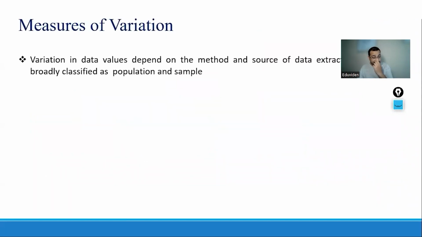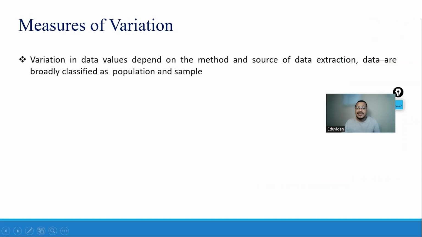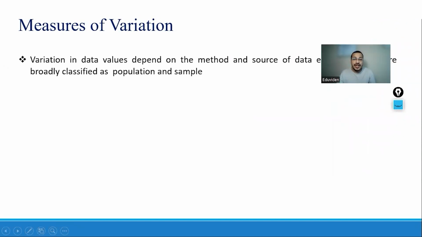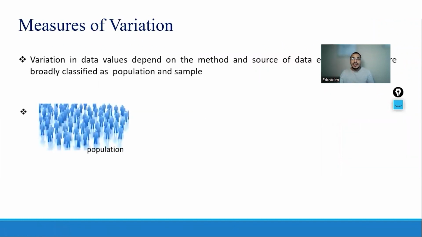So when we say measures of variation, data values depend on the method and the source of extraction, and data are broadly classified as population and sample. So basically, data can be treated in two ways. One is population and one is sample. Let's take an example. What is the average price of rice in, let's say, Bangalore?